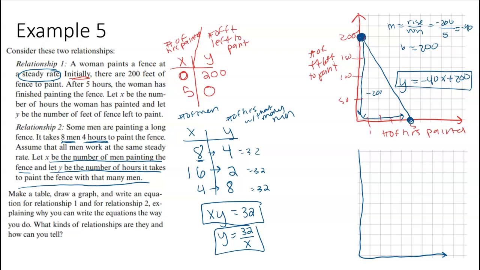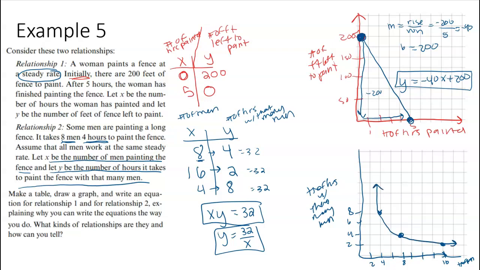So our x's go up to 16, so 2, 4, 6, 8, 10, 12, 14, 16. And this is our number of men. Oh, it's barely fitting. And then here, these are 2, 4, 6, 8. And these are the number of hours with that many men. Okay. So we've got 8 and 4, 16 and 2, and 4 and 8. This is what inversely proportional relations look like.